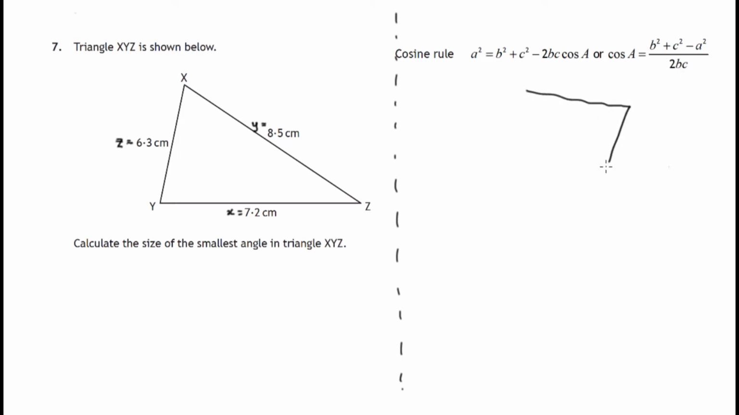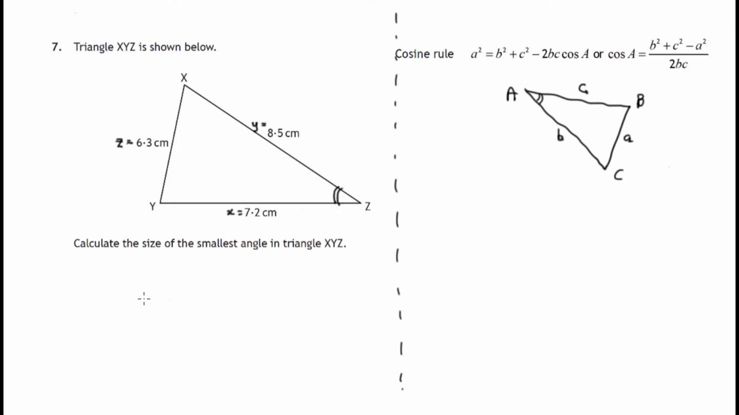This form is given for a triangle ABC, where that length is little a, that length is little b, and that length is little c. And it tells us the cosine of this angle A is b squared plus c squared minus a squared all over 2 times b times c. So that will get translated into this one, but remember it's angle Z that we're trying to find, the smallest angle, the one opposite the smallest side.